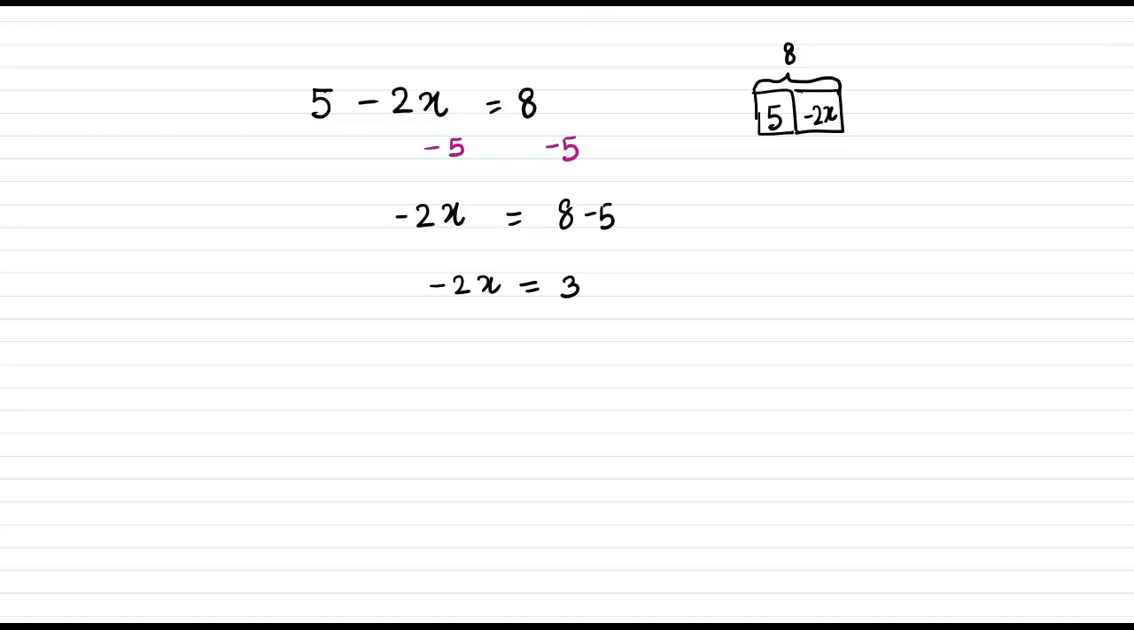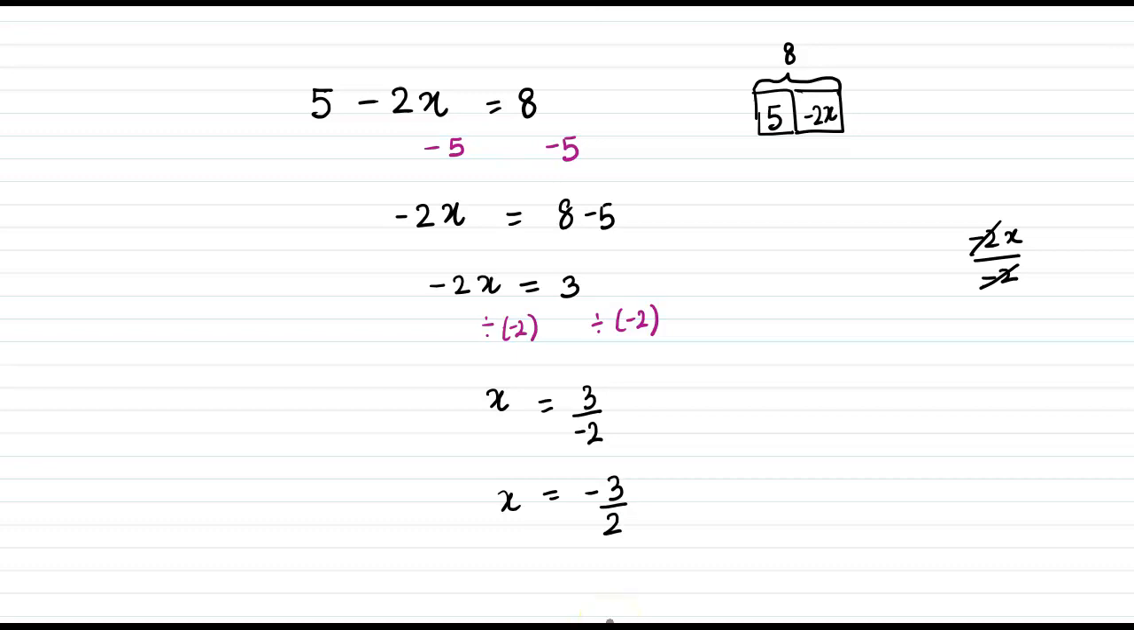Now we are going to divide by negative 2 on both the sides. So what do we get? We get x. When we divide negative 2x by negative 2, we can cancel out the 2 like this and we are left with x. So x will be equal to 3 divided by negative 2. Now 3 divided by negative 2 has to be written like this.